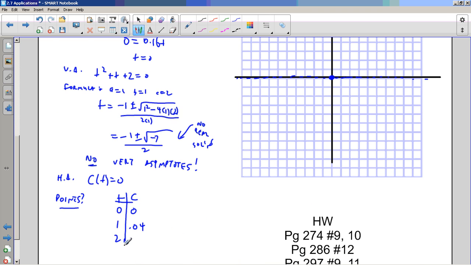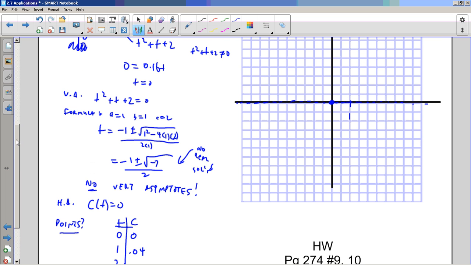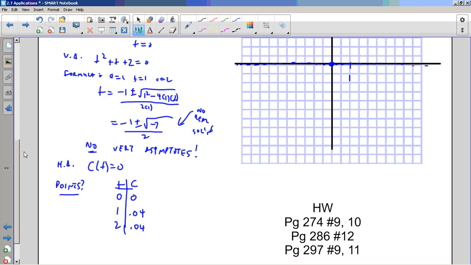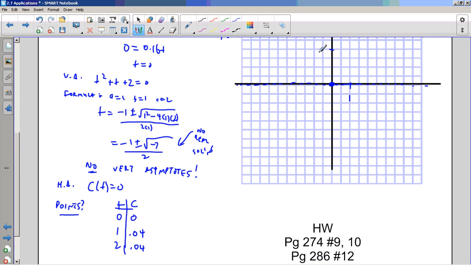And then I might try 2 just to see what's going on here. And what's funny there is I also get 1 there, and I don't know how high up to go here, so I'm going to leave it for now. I also get a concentration of 0.04. So this is kind of weird. Maybe here, 0.04. At 1 is equal to that, and at 2 it's equal to that.